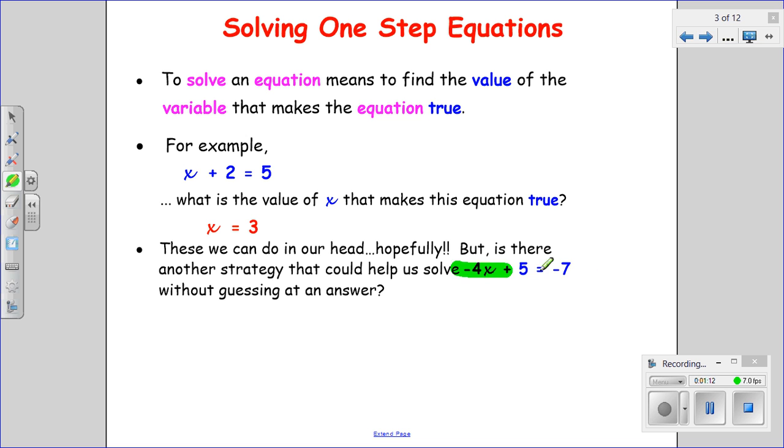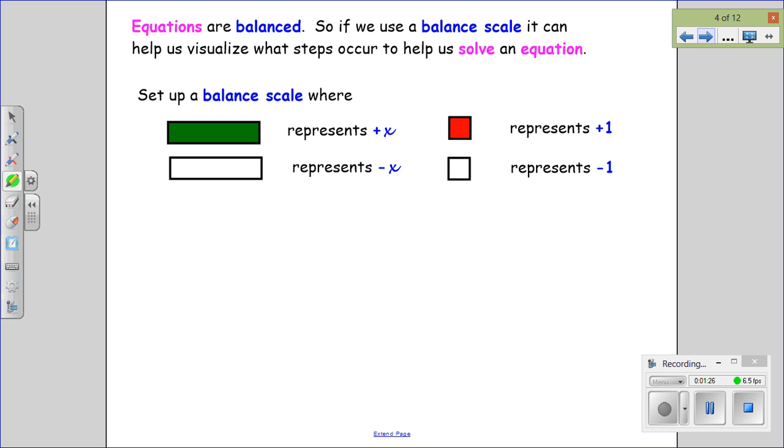But when I get to this question down here, negative 4x plus 5 is negative 7, that's a lot of trial and error to do in your head. So we're going to look at strategies with one-step equations where we know the answer and see if we can figure out a way to help us move forward to two-step equations.